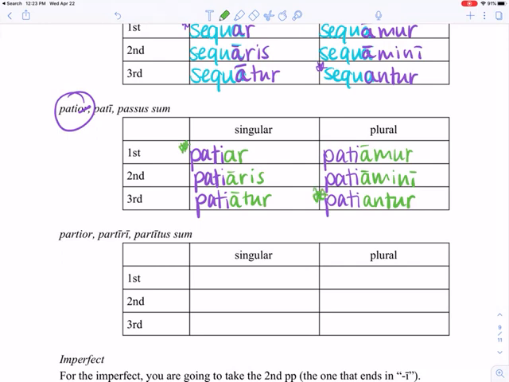Okay. All right, last one in the present, okay, which is nice for us. Okay, again, partior, dropping the OR, so my stem becomes parti.